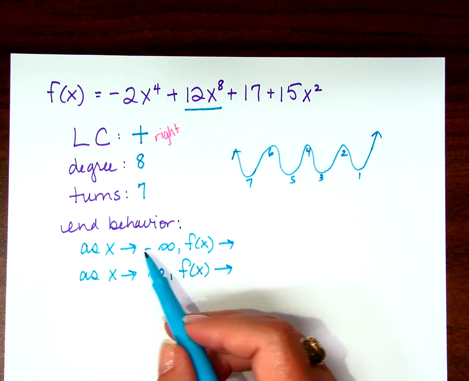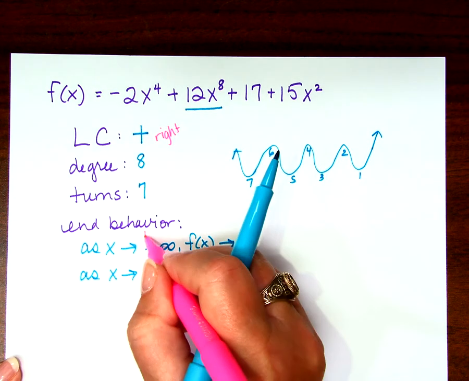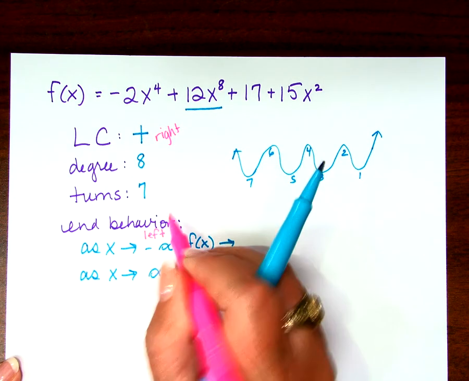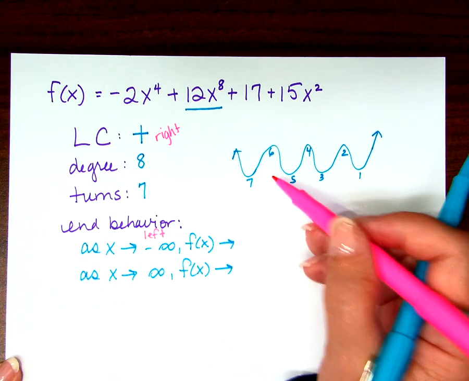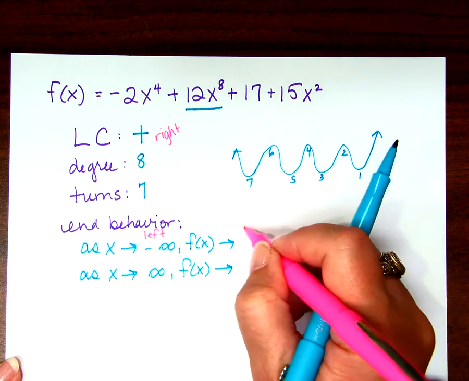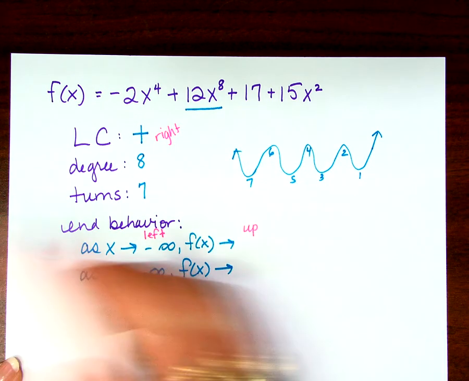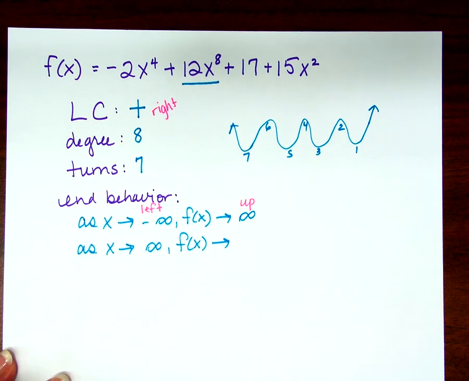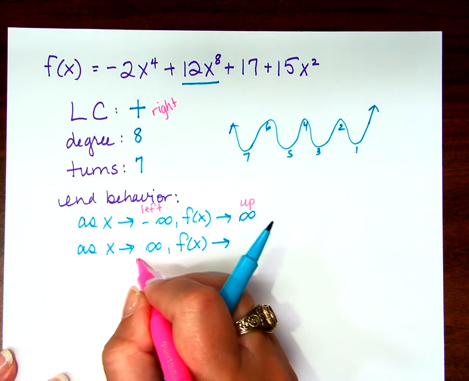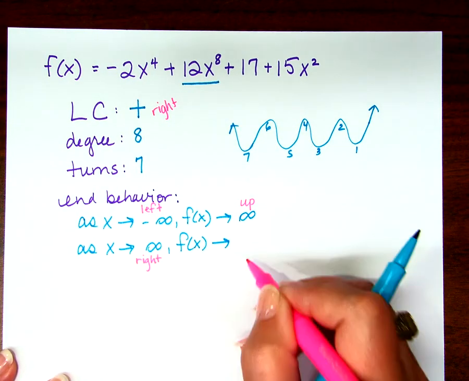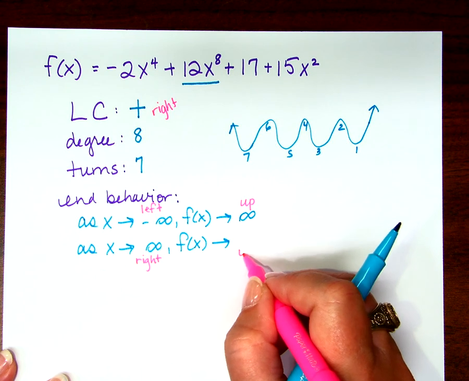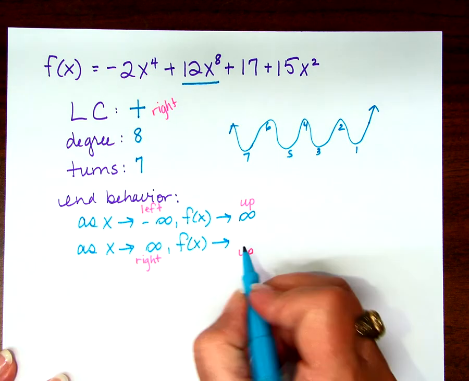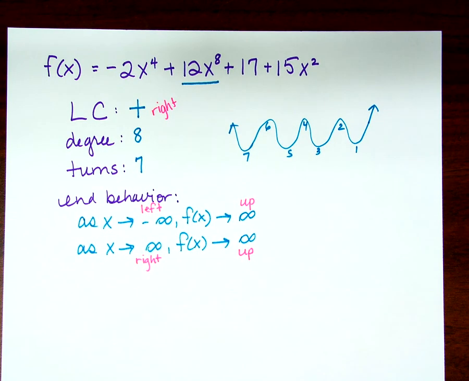So as x is moving to the left, where's the graph going? Up. So what are we going to write? Yeah, normal infinity. As x is moving to the right, it's moving up, so infinity. Yes?